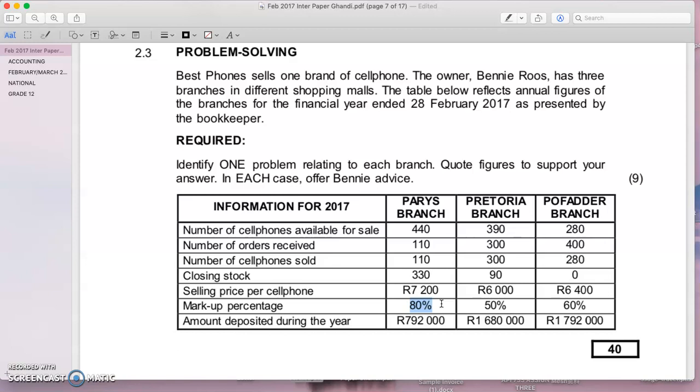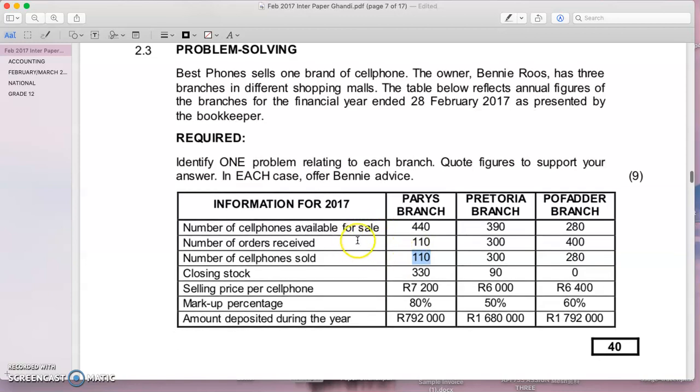And then, this goes back to what I said right at the beginning, that sales is a very, very small percentage of our stock. I'll show you the memo so that you can see how they've written their answers. You obviously need to provide these figures. So for example, if you want to say there's too much stock in hand, you need to say 330 divided by this gives us 75%. There's 75% of our stock still on hand. You need to talk about 80% if you say the markup is too high.